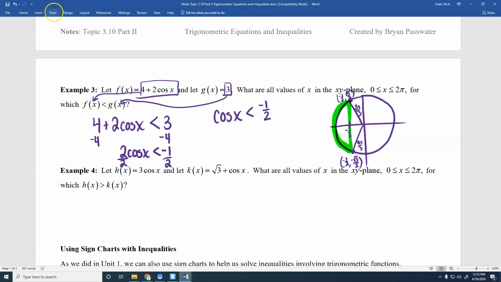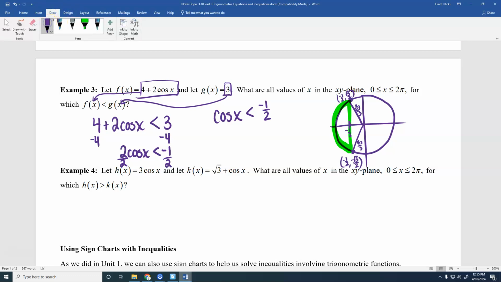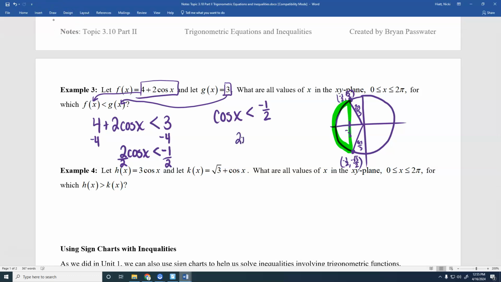And we want to give the angles where that happens. So that would be from 2 pi over 3 to 4 pi over 3. Brackets or parentheses? Parentheses on this one because we have a less than sign, so we don't want to include the endpoints there. Okay, questions?